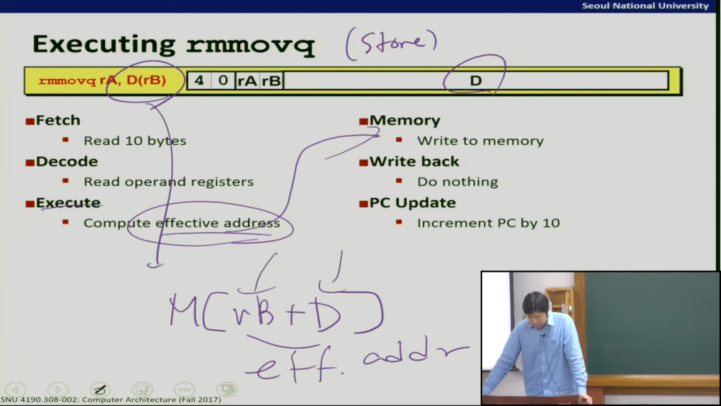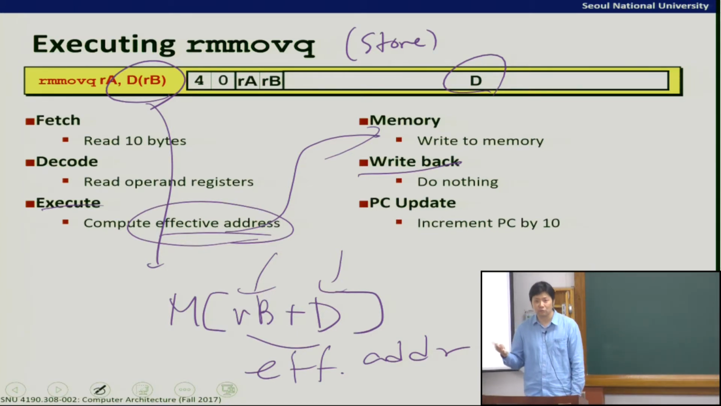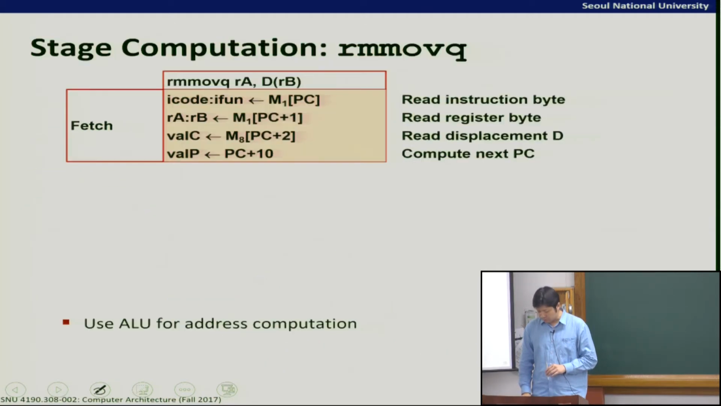And in write back we do nothing, right? Write back is where we update the register file. But in this case, we write the value to memory, and there's no need for updating a register value. So in the write back stage, we don't do anything. And for the PC update, we increment the PC value by 10 because this instruction takes 10 bytes, right?